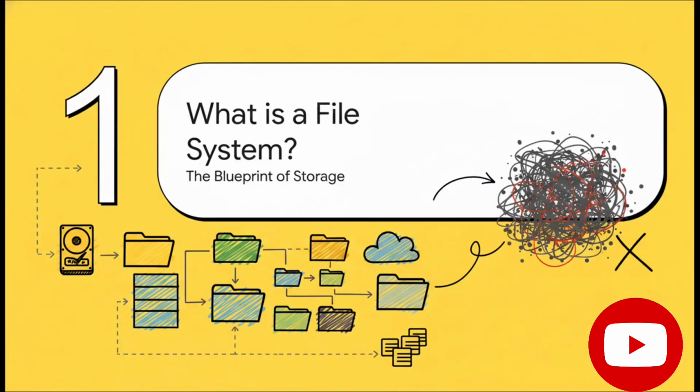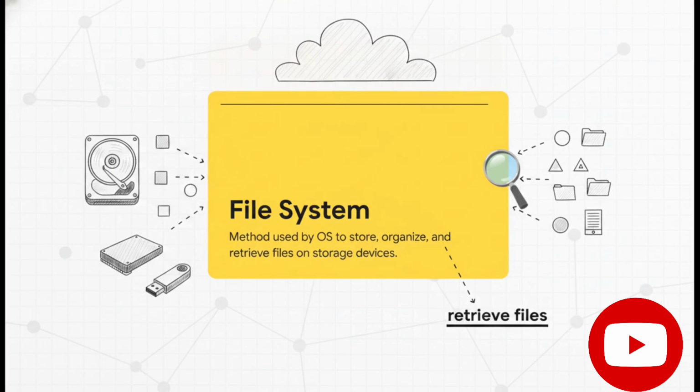Section 1. What is a file system? The blueprint of storage. So at its absolute core, a file system is simply the method, the data structure that your operating system uses to store, organize, and pull up files. And this applies to everything, right? Whether you're pulling data from an old-school spinning hard drive, a blazing fast NVMe SSD, or just a cheap USB thumb drive, the file system is that crucial universal translation layer. It's how your OS knows exactly where a specific requested byte of data lives.